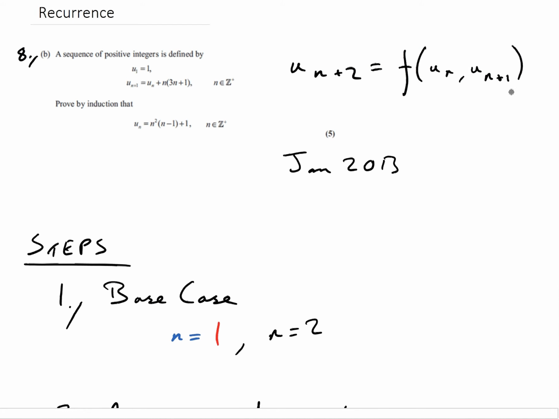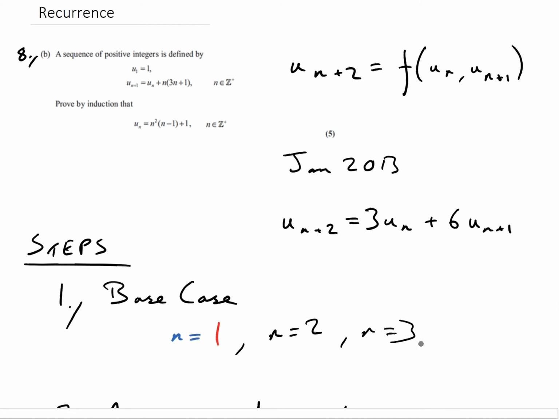So here we've just got un, which is defined as a recurrence relation, but if it was using un plus 1 as well, say for example un plus 2 was given by 3 times un plus 6 times un plus 1, then we need to prove it for not just n equals 1, n equals 2, but also n equals 3 as well. So basically we need to prove the base case for however many we're given.